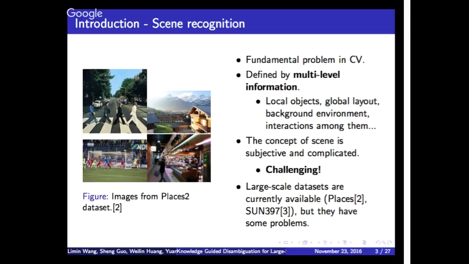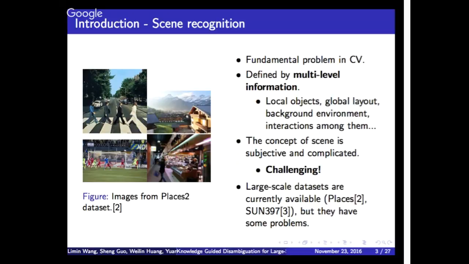Well, scene recognition is a fundamental problem in computer vision. Some of you have worked with this, I believe. And the main thing here is that it is defined by multi-level information. You have to take into account the local objects, the global layout, the background, the environment, and how these elements interact between them. So this makes the concept of scene a very complex one, and it is also quite subjective. So this makes this a very challenging problem.